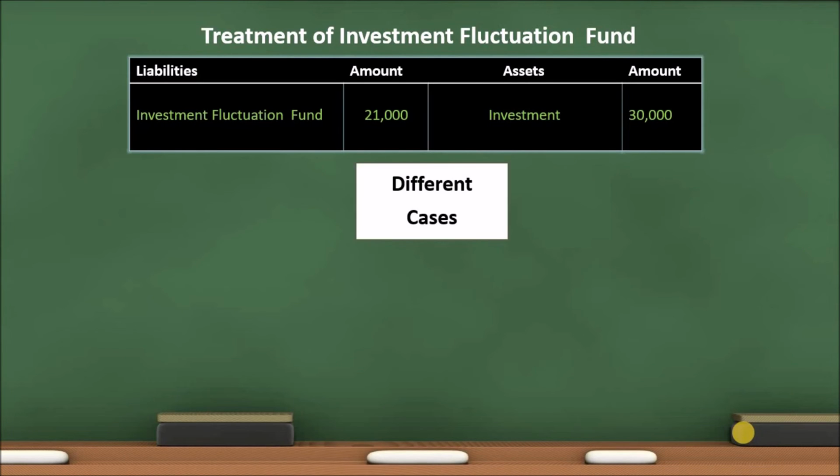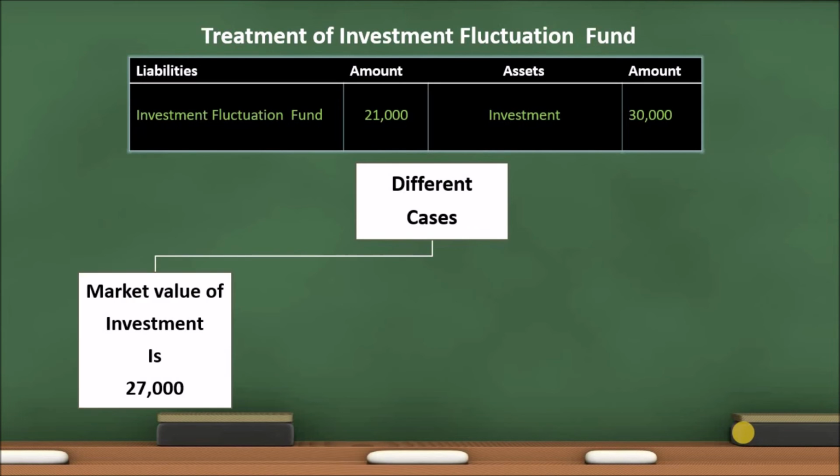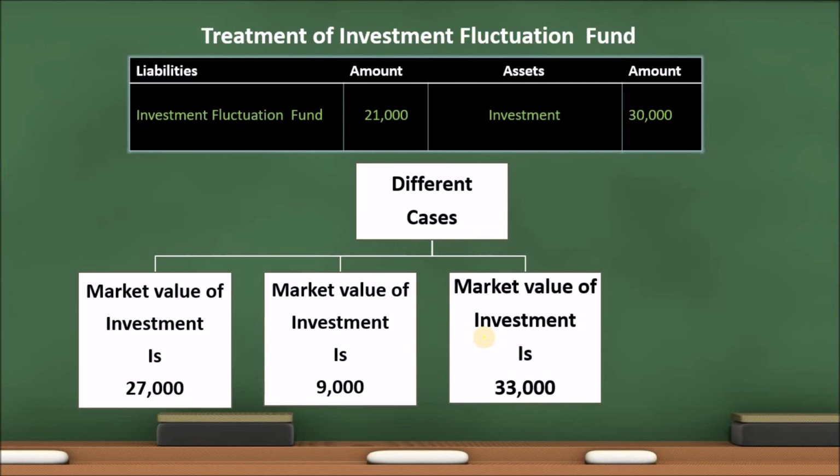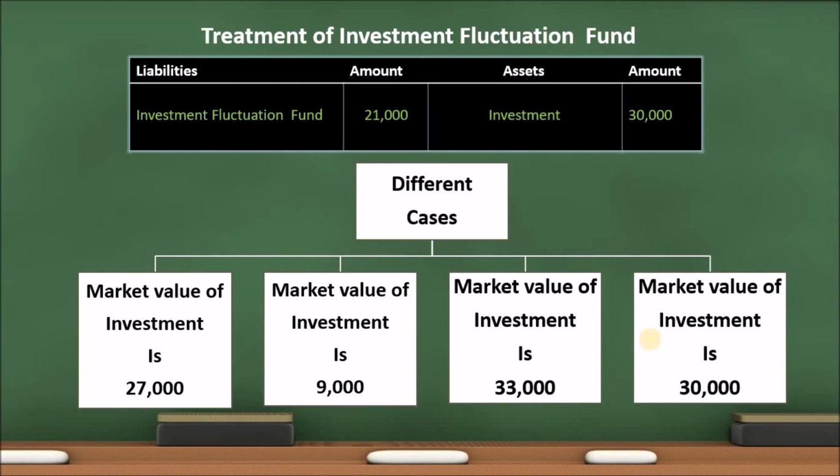So I hope these 4 cases are clear to you. We have done case 1 where the market value of investment is 27,000, which is less than the book value. Again, it's a similar case where the market value is less, but you can see that the loss is such that the whole of investment fluctuation fund is utilized. Third is when the market value of investment is 33,000, which is more than the book value. And the last case is when the market value of investment is same as the book value. So we have done these 4 cases of investment fluctuation fund.